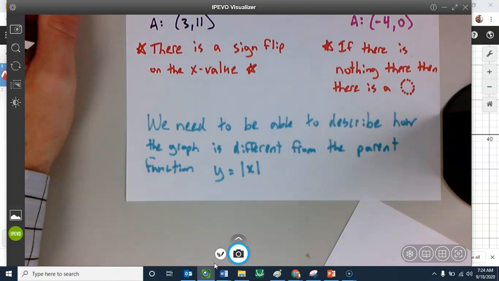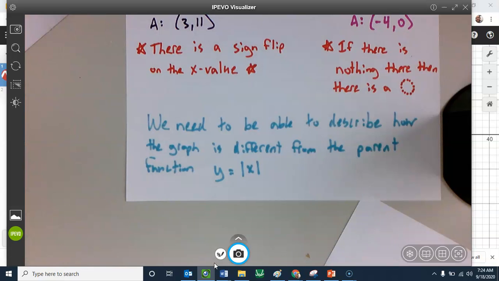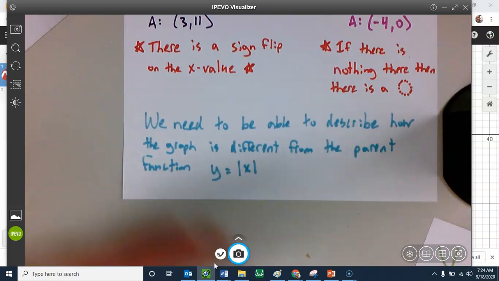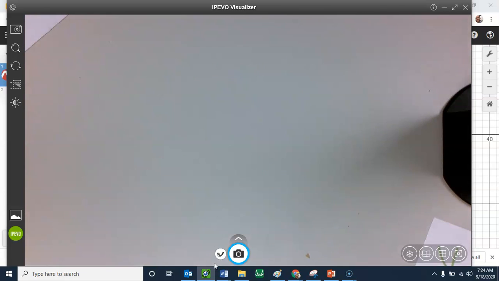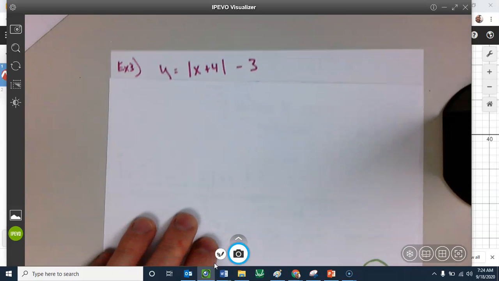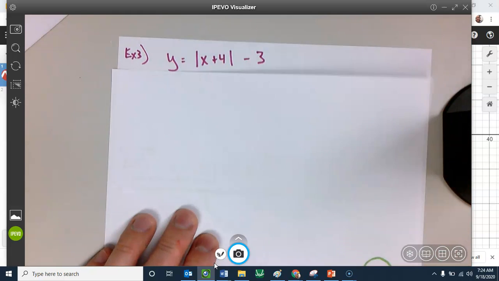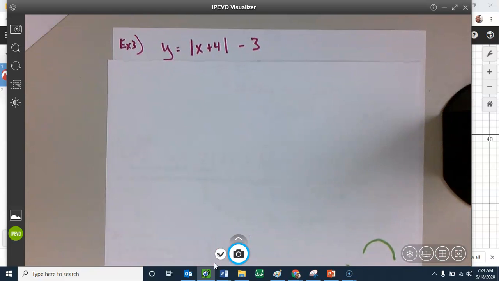Okay, so we're just going to rip through 3 examples. We'll probably hit pause and you'll answer some questions as you go, and then we just need to practice. That's what we're looking for. Okay. So here's the first one. How is this graph, pretend you saw nothing, how is this graph different from just the general y equals absolute value of x, the parent function?